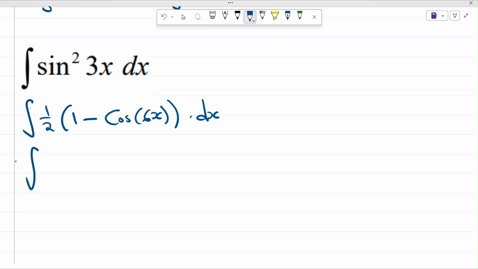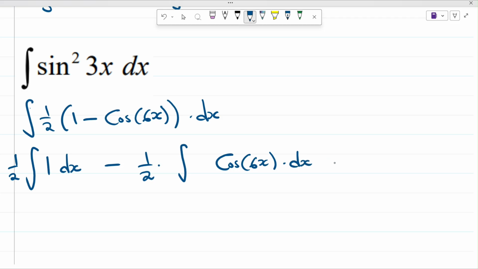So from here we're going to split this. This is going to be 1 over 2 multiplied by the integral of 1 dx, minus 1 over 2 multiplied by the integral of cos of 6x dx. And then with the integral of 1, of course, that's simple. Everyone knows it, even me. The integral of 1 dx is just going to be the 1 over 2 that's outside multiplied by x. So the integral of 1 in short is just x.